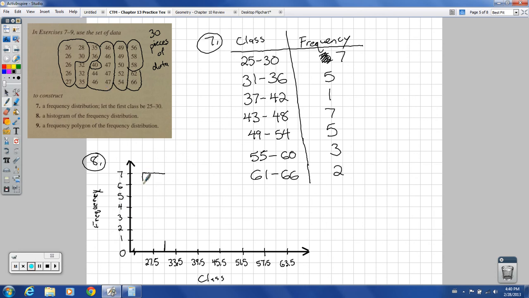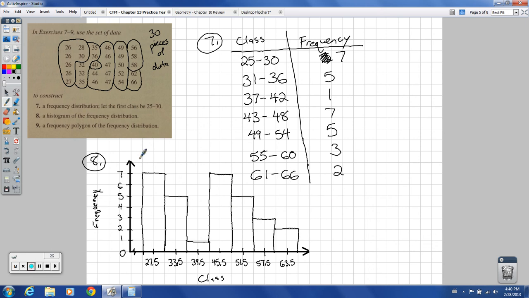So this goes up all the way to 7 there. This next one goes up to 5. So like that. The next one goes up just to 1. So like that. And then 7 again. Like that. 5 again here. I'm glad there's no more 7s here, I'd run into my work that I did there. So 3 and 2 works out perfect there. Okay, so that looks very nice.